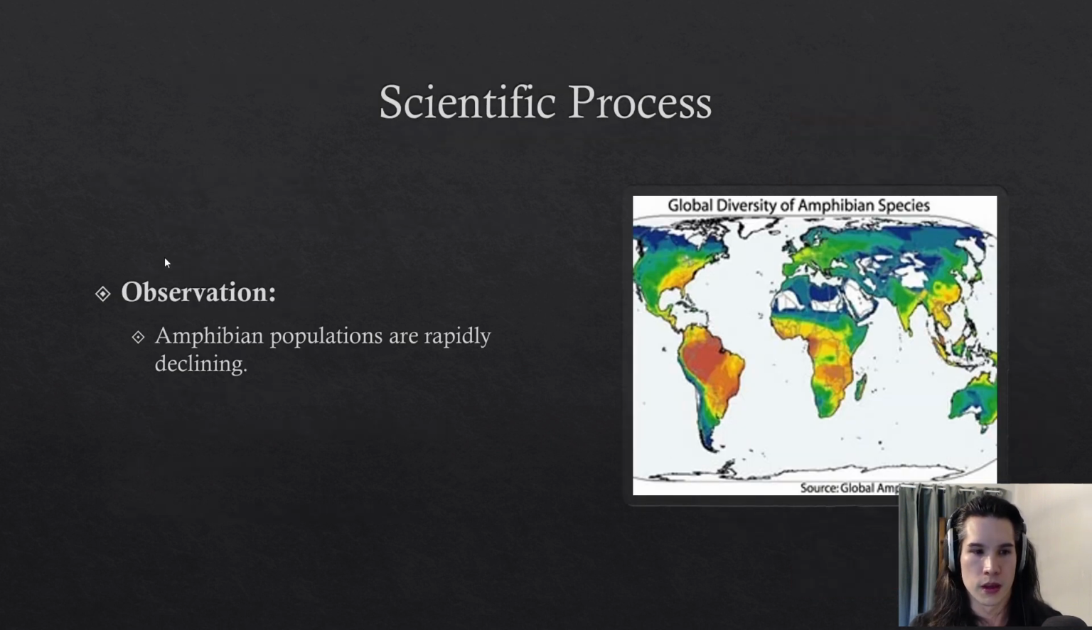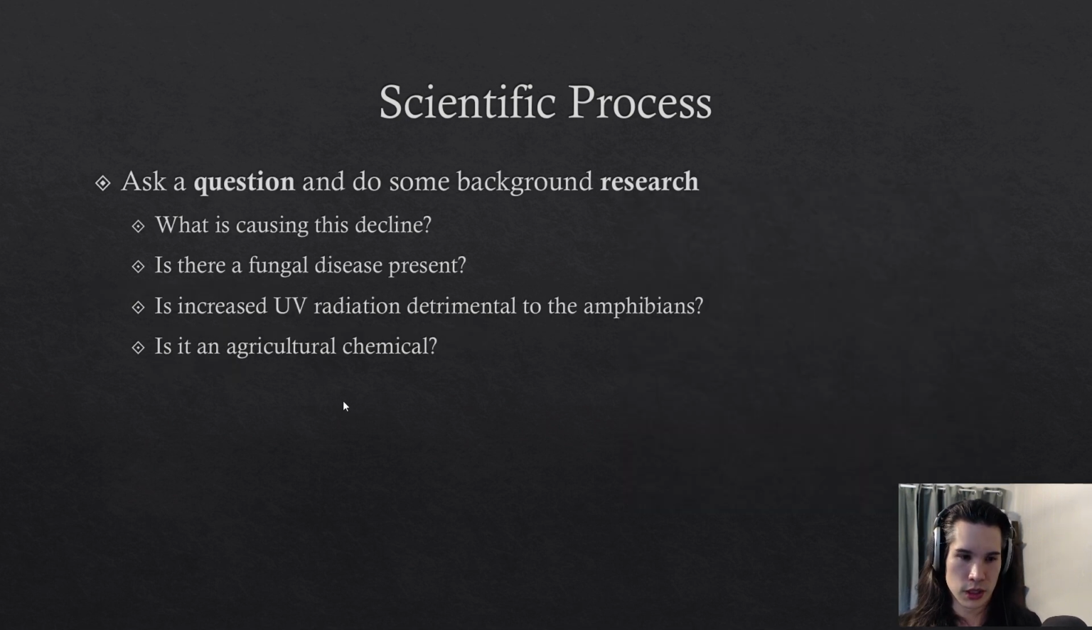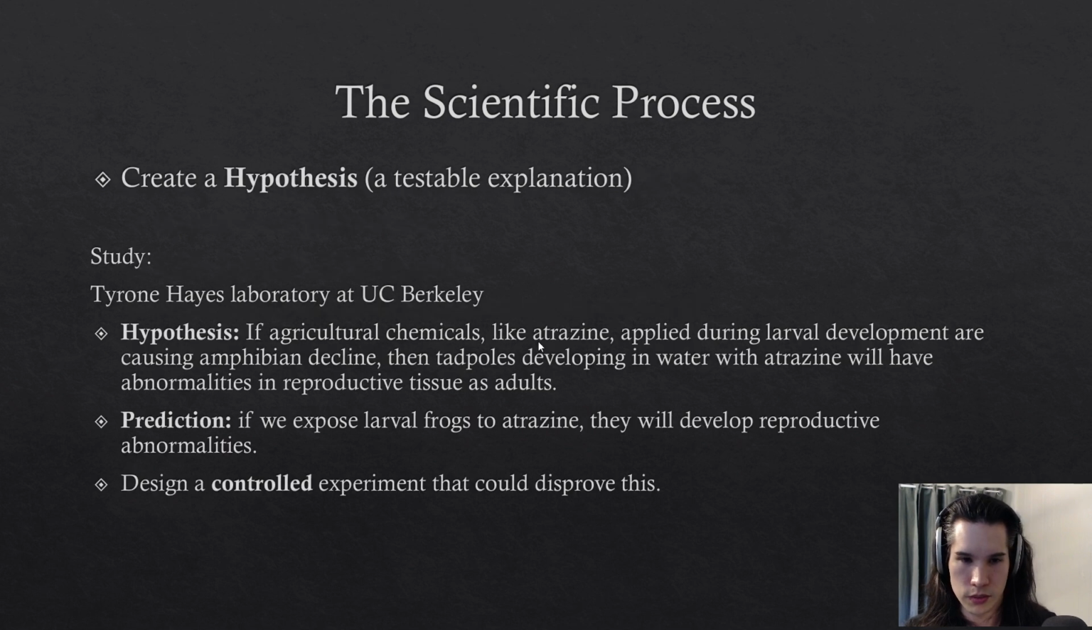Okay, so this was a study done by Tyrone Hayes at Berkeley. His observation was that amphibian populations are rapidly declining globally. And so he asked questions. What is causing this decline? Is there a fungal disease present? Is increased ultraviolet radiation detrimental to amphibians' reproductive health? Or maybe is it an agricultural chemical?